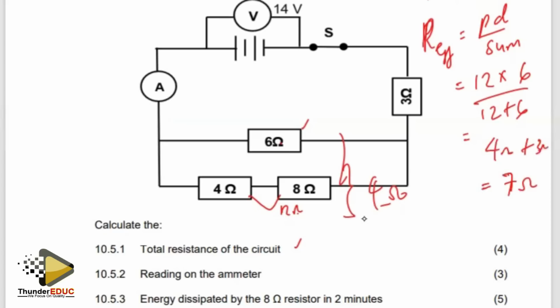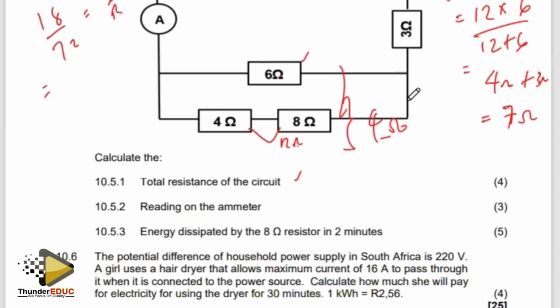Okay. So alternatively, you can go on and break this up. And tell us 1 over 6 plus 1 over 12 must be equal to 1 over R. You'll have to do your fractions nicely so that you have 18 over 72 is 1 over R. And then you take the multiplicative inverse of that, which must give you that. And then you add the 3 as well.